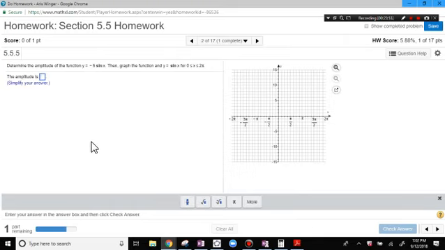You just need to determine whether they only want the function. Determine the amplitude of the function negative 6. What's the amplitude? 6. The absolute value of negative 6 is 6.